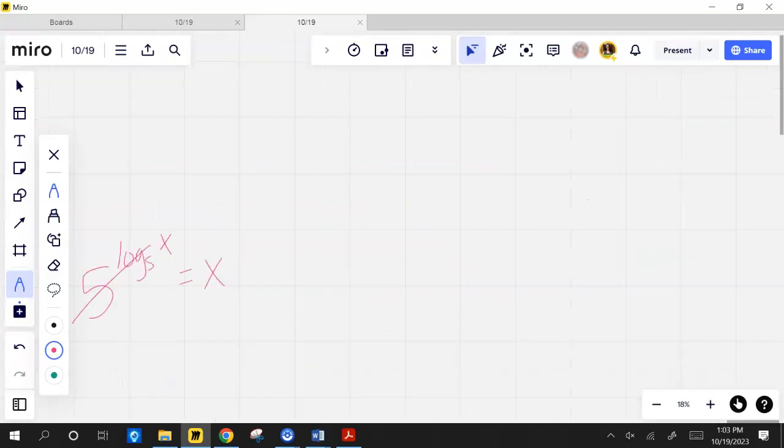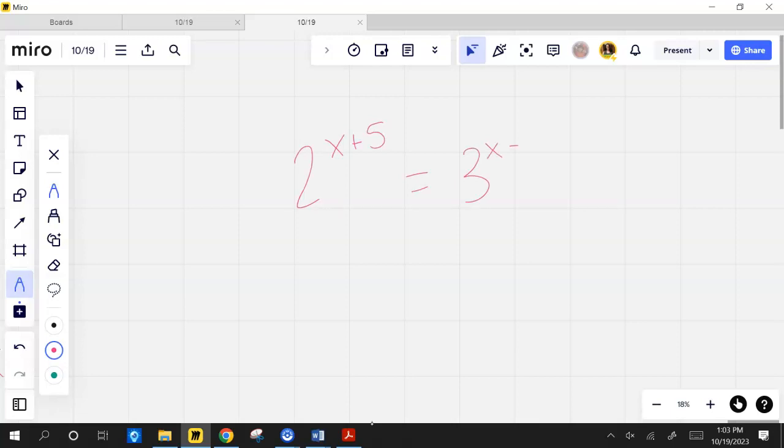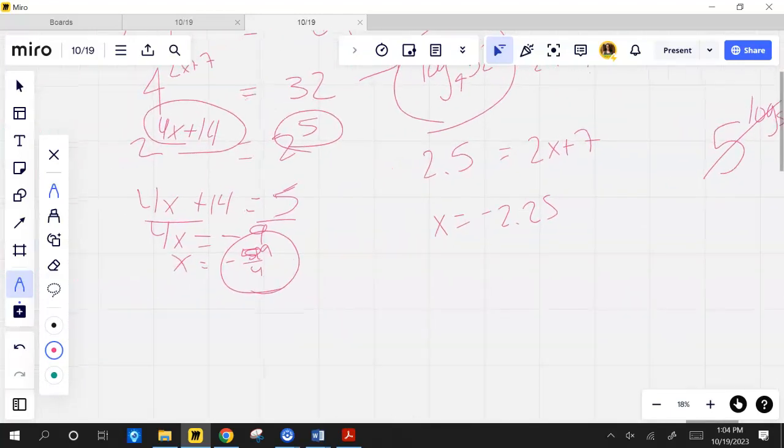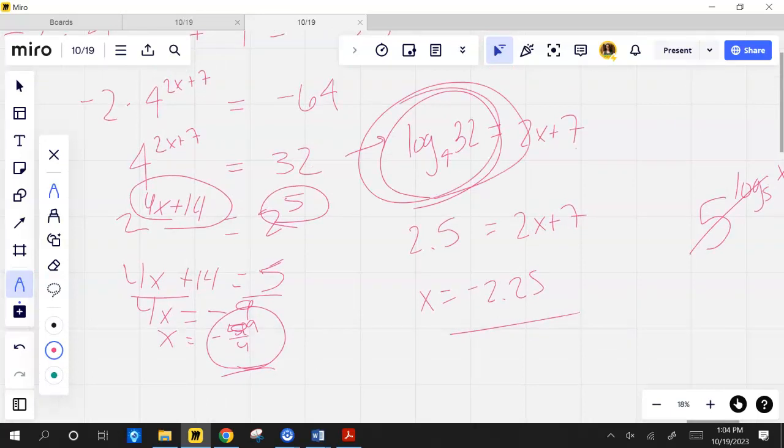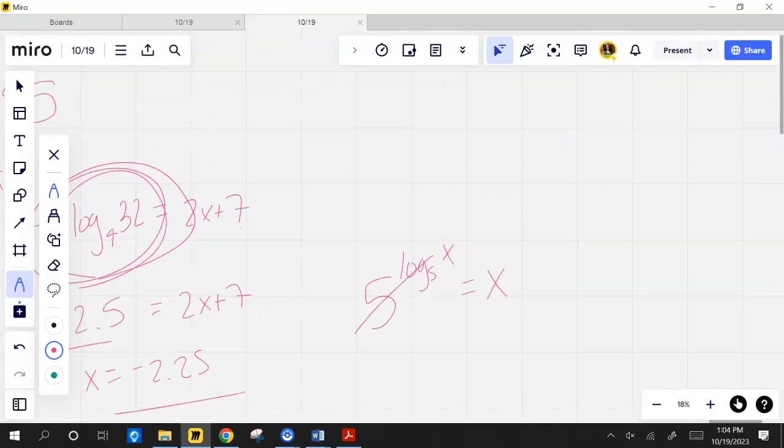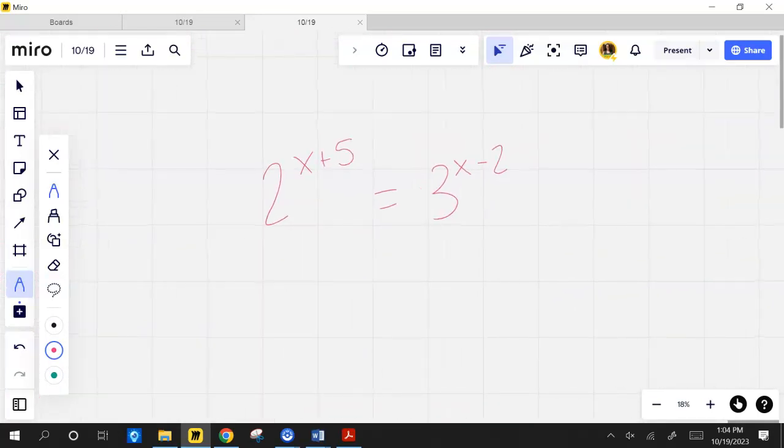All right, let me show you this. Remember, we've talked about if you have just one exponential piece and other stuff. 0.25. That's what I put. No, the answer should be 2.25. The final. Log base 4 of 32 is 2.5. Appreciate it.